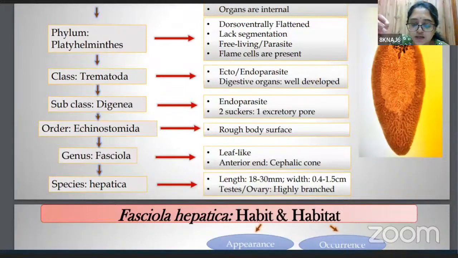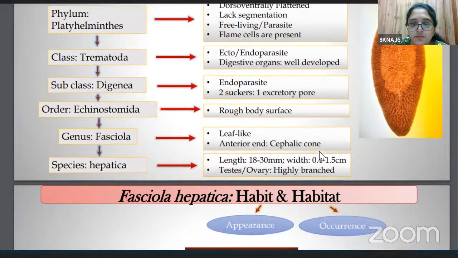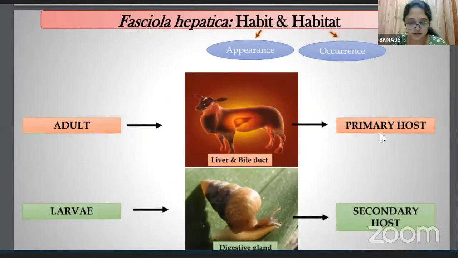Between the two suckers on the ventral side is a small aperture known as the gonopore or the genital aperture. At the extreme posterior end is a small aperture known as the excretory pore, and there is no anus present. When it comes to the body wall, it consists of the tegument and basement membrane. We'll come to that in some time.